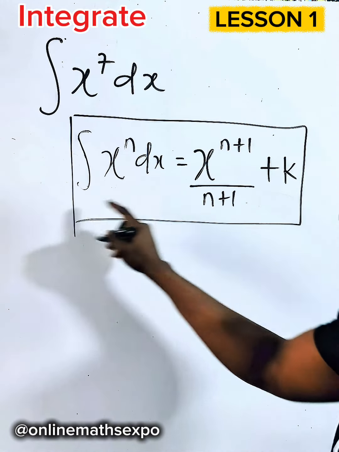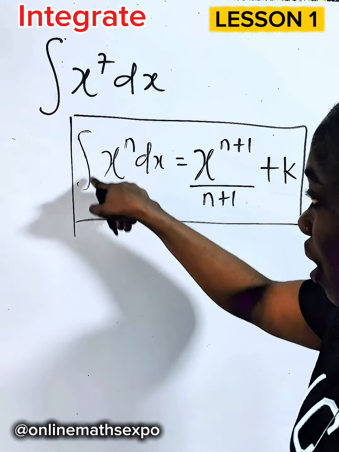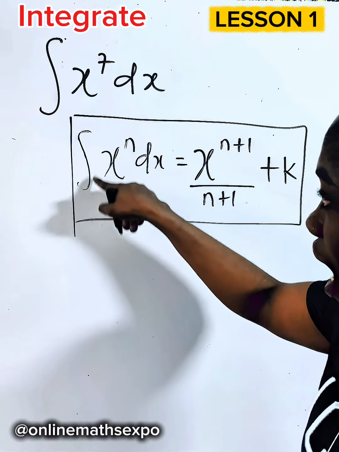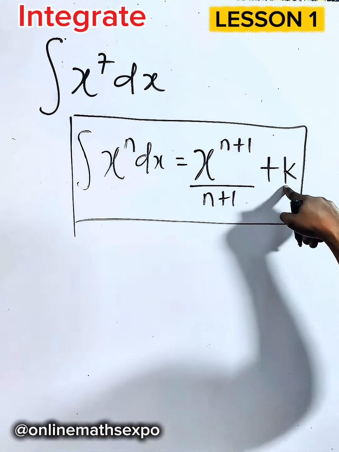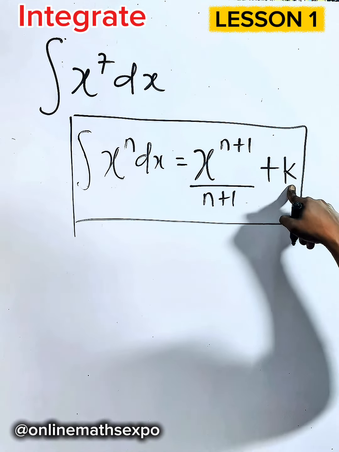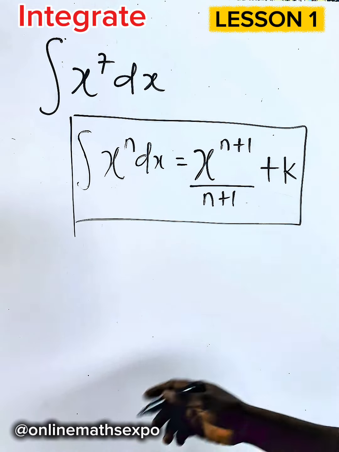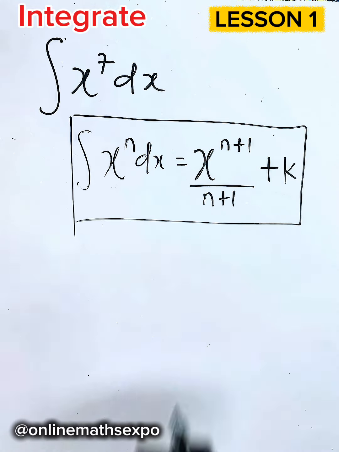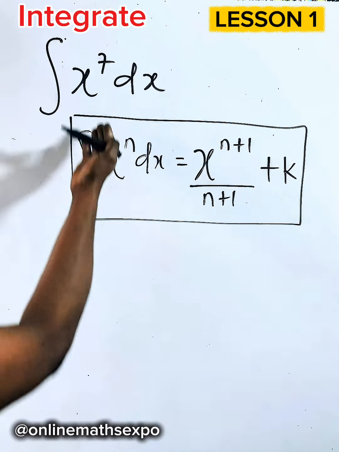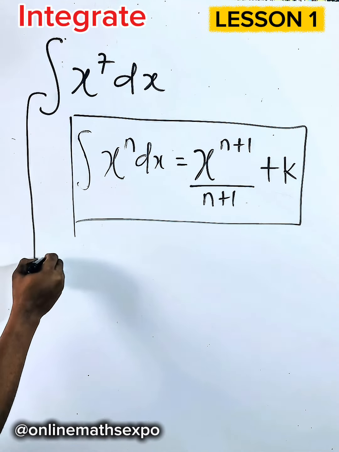We introduce this constant k because we said at the beginning that this is indefinite, and when it is definite, there is no need to do the addition of k. We shall still look at that. So having understood this, let's use it to integrate this. So from here, what do you do?